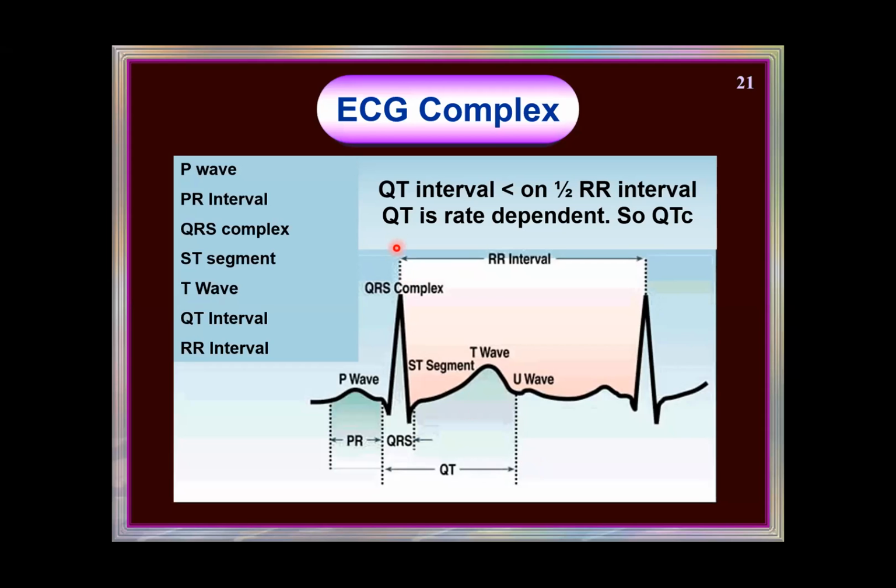What is the RR interval? The interval between successive R waves, successive ventricular contractions, otherwise known as the cardiac cycle. Normally it is 0.8. The QT interval will be half of that or less. Because the QT interval is rate dependent, we require a corrected QT interval, which is called the QTC.